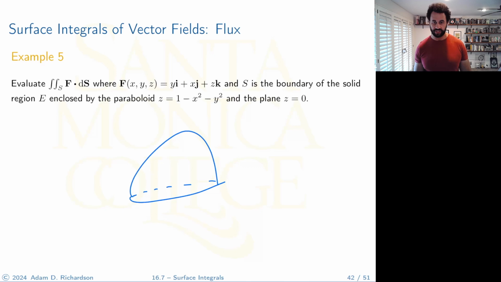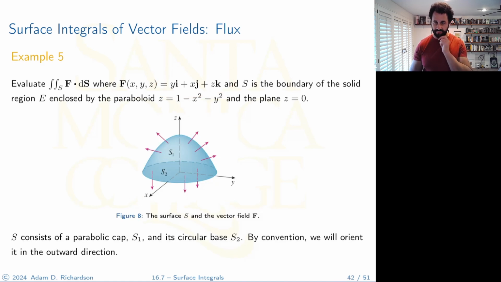So that's what our surface looks like. And we need to compute the surface integral over that surface where this is our vector field. Okay, so here's a better picture of it. And yeah, exactly. By convention, we're going to have to orient it in the outward direction. So this is something you have to think about when you're computing these surface integrals. You have to compute an outward normal vector, right?